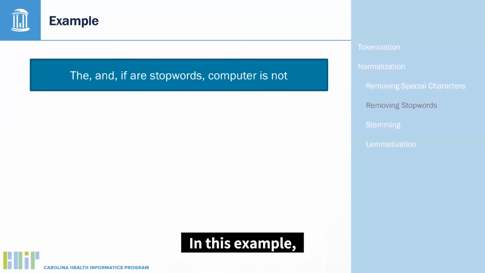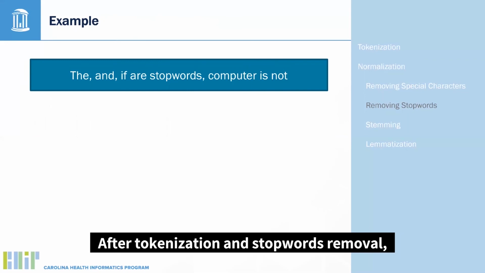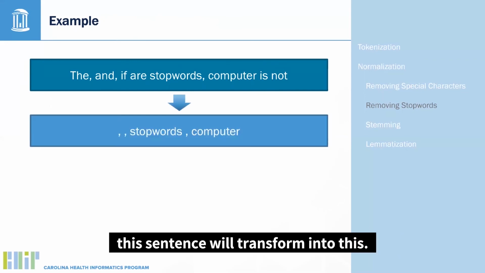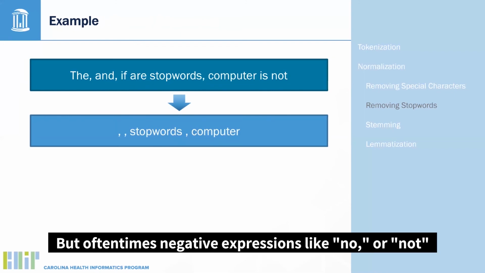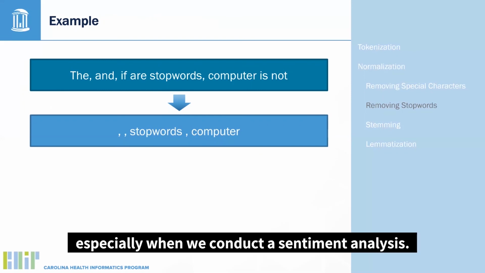In this example, the, and, if, are, is, and not are stop words. After tokenization and stop words removal, this sentence will transform into this. But oftentimes, negative expressions like no or not provide us very important information, especially when we conduct a sentiment analysis.